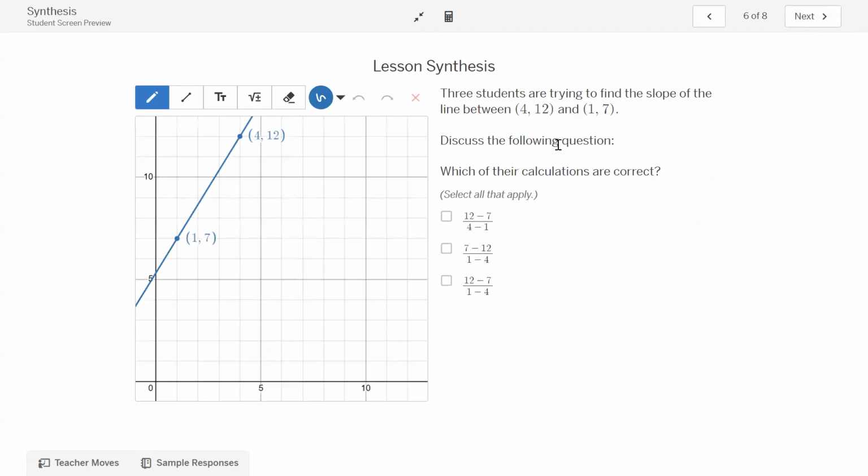Then you have your lesson synthesis. You have the formula written 3 different ways. Keep in mind, there's the one I taught you where this first point is your first one, this one is your second one. There is another one here that is also correct where this one would be your first point, this one would be your second point. So there are 2 correct calculations here. You can also solve them to make sure that they match up if you did rise divided by run. Which of these match up, which of these are not correct.